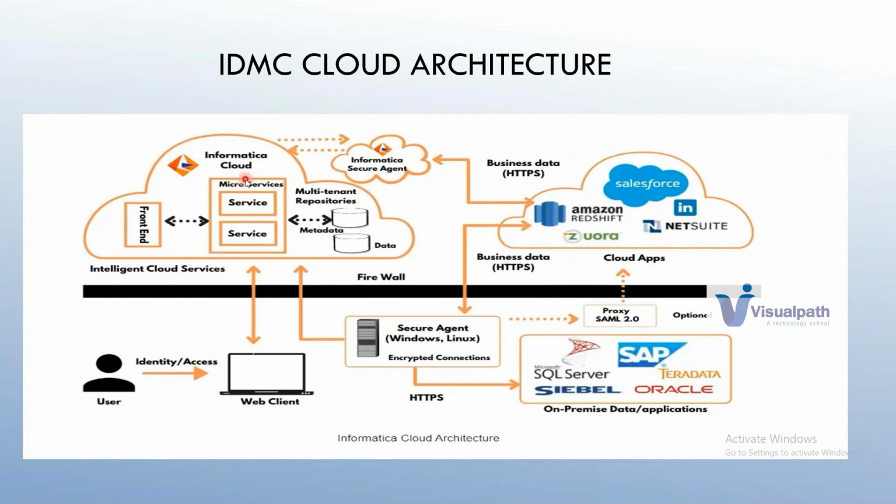And this is an architecture based on microservices, where you have multi-tenant repositories. So you're ensuring that your metadata is getting stored in the repository. It's not the actual data, it is only the metadata that gets stored in the multi-tenant repositories. And the reason behind this is there is a firewall. Okay, there is a firewall which is sitting in between your Informatica Cloud multi-tenant repositories and your organization's secure agent. So your secure agent ensures that your data is always protected and secured. You can even connect to your business data, to Salesforce or Redshift or NetSuite or any of the cloud apps, through this secure agent.